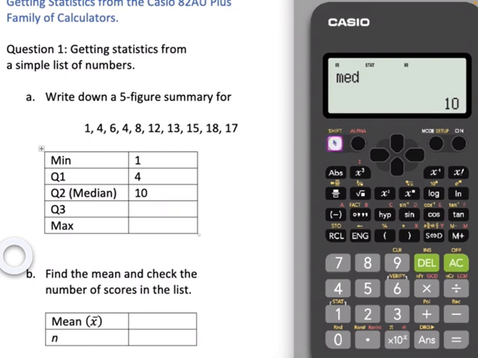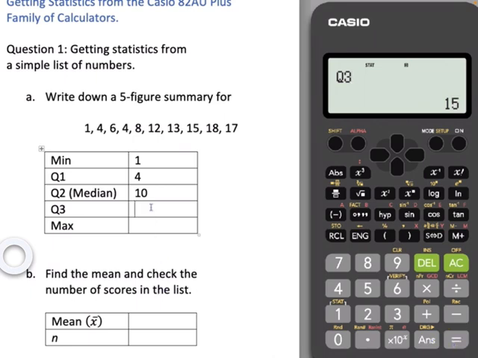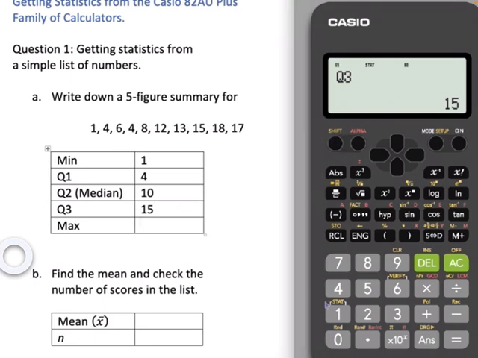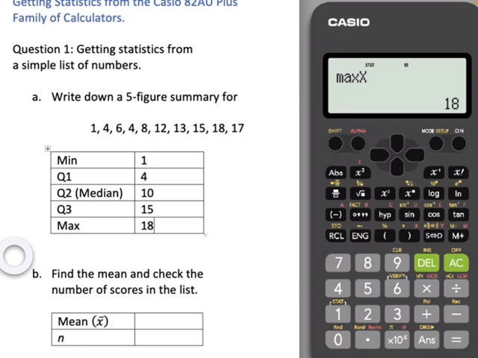Okay, Q3: Shift, Stat, min-max. Q3 is option 5 on our calculator, so 5 equals 15, so let's enter that, 15. And the maximum score, well, we know it's 18, but just to confirm from our calculator, Shift Stat 5 is min-max, and max is actually option 2 here, so it equals 18, as we can plainly see.